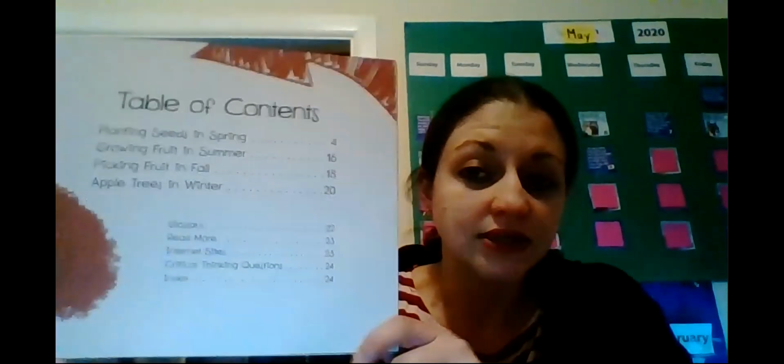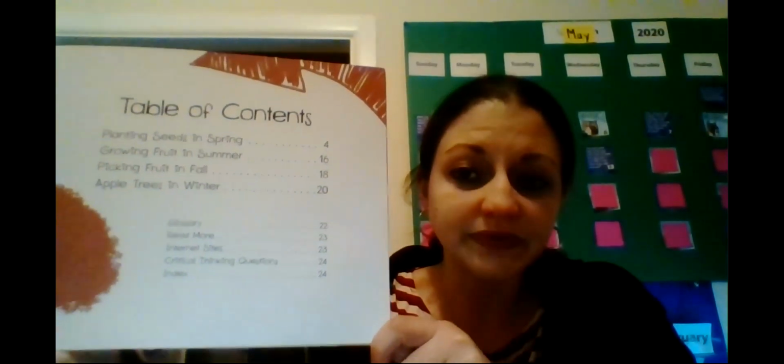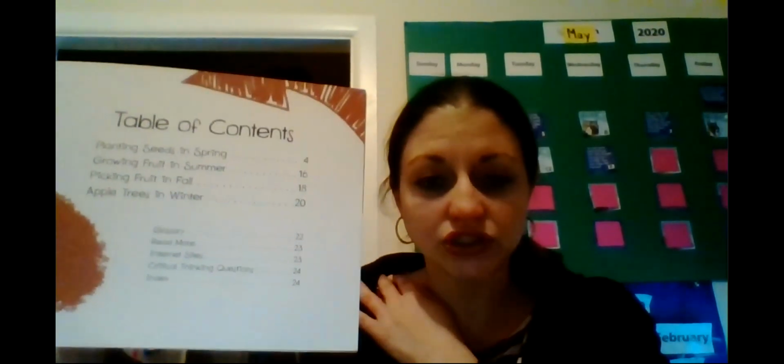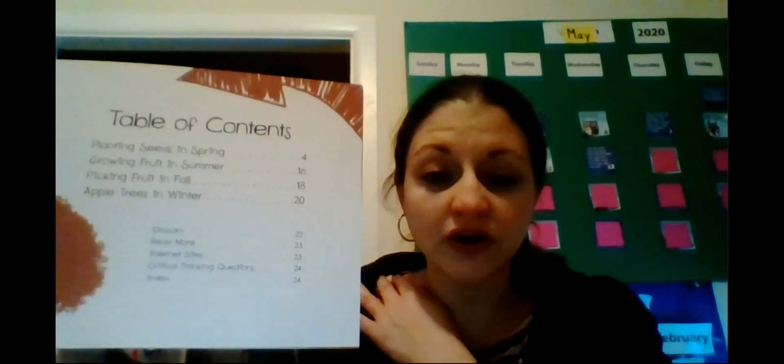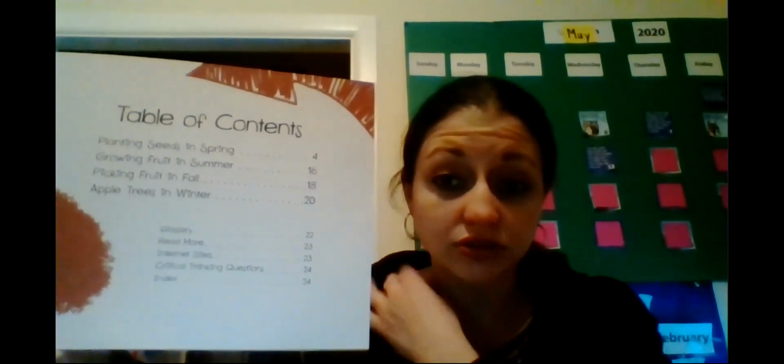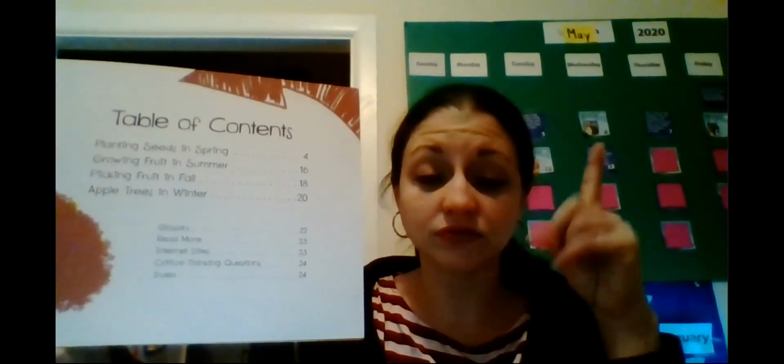There's something I don't have up on my chart, but the table of contents tells us all the different parts of the book. All the different chapters, sort of, and that makes a book a nonfiction book, because we know there are different parts that are factual and tell us different information. All right, so that's one thing we know about an informational book. Okay, let's turn the page.